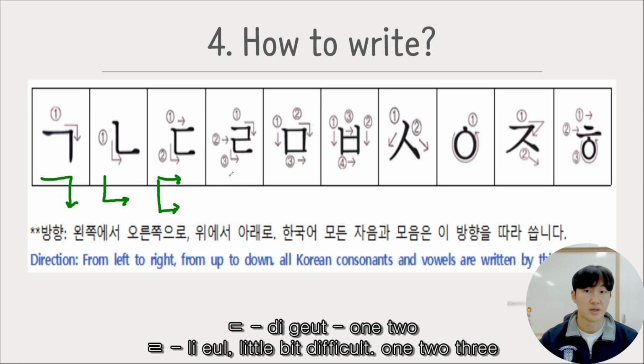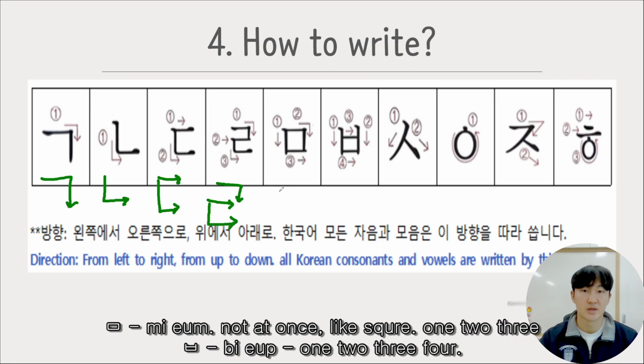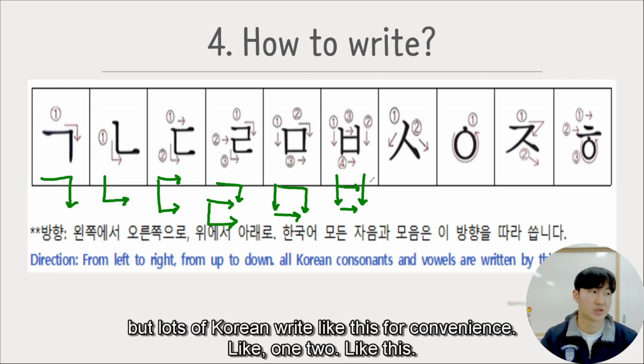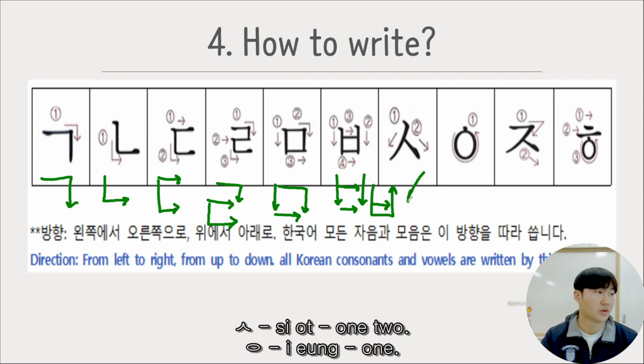And 리을, a little bit difficult. 1, 2, 3. And 미음, not at once like scale. 1, 2, 3. And 비읍, 1, 2, 3, 4. But lots of Koreans write like this for convenience, like 1, 2, like this. And 시옷, 1, 2. And 이응, 1.